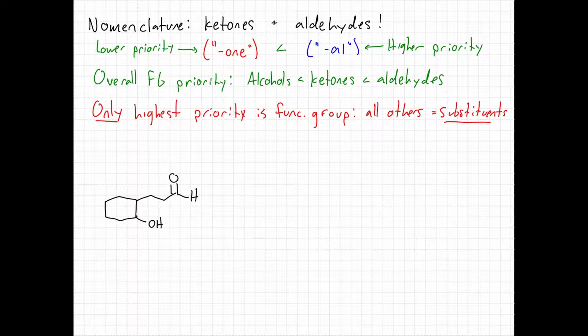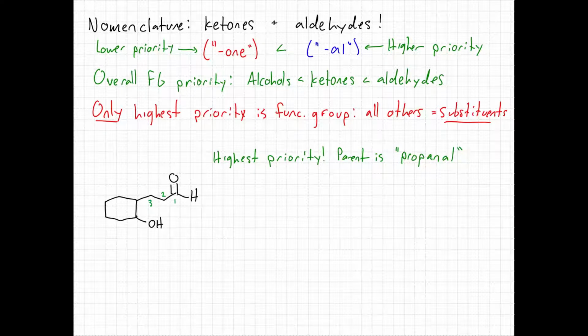So as an example of this, let's take this compound here. The highest priority functional group that we can find is the aldehyde, which means the parent chain of this compound contains only these three carbons. The parent chain must contain the highest priority functional group. So the parent for this compound would be named as propanal.